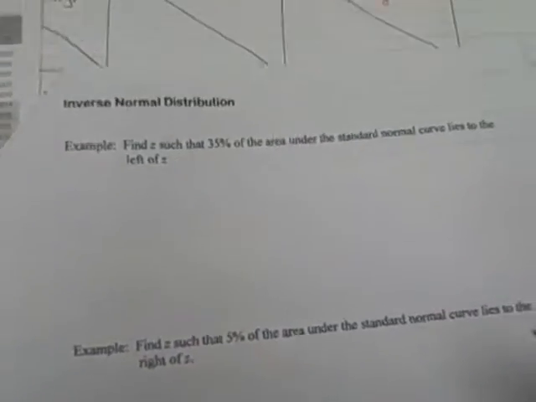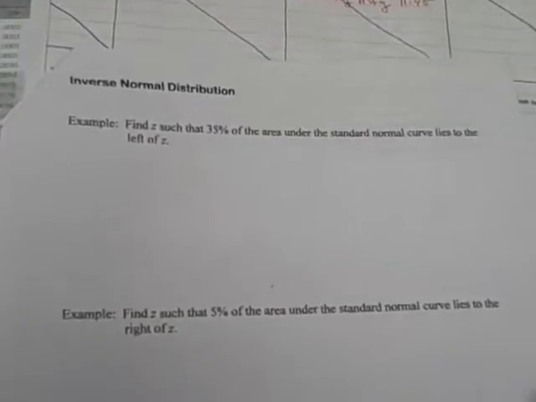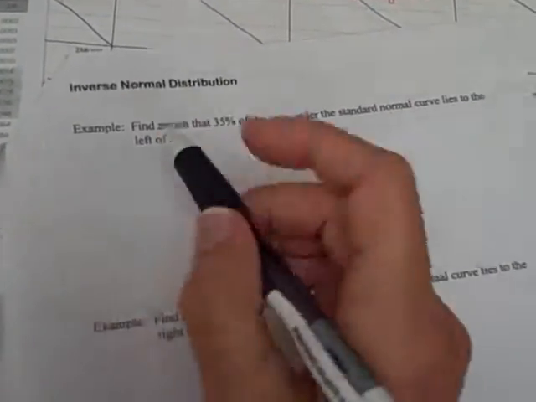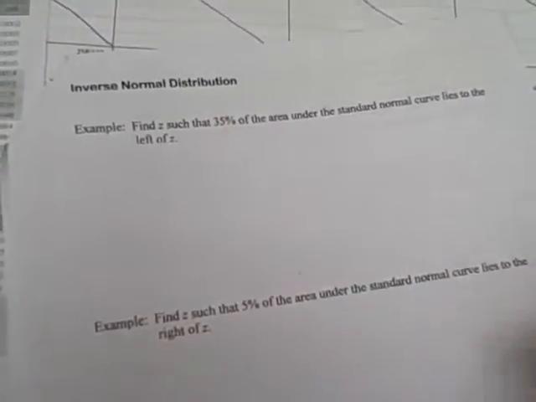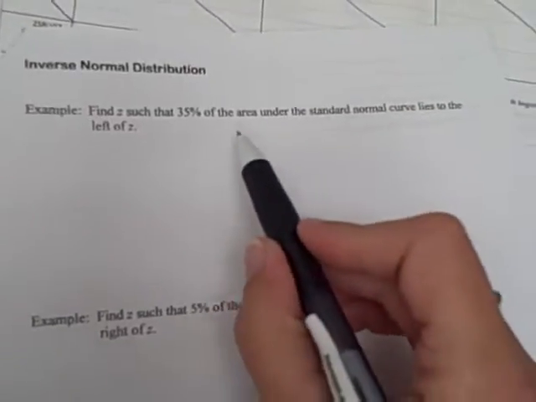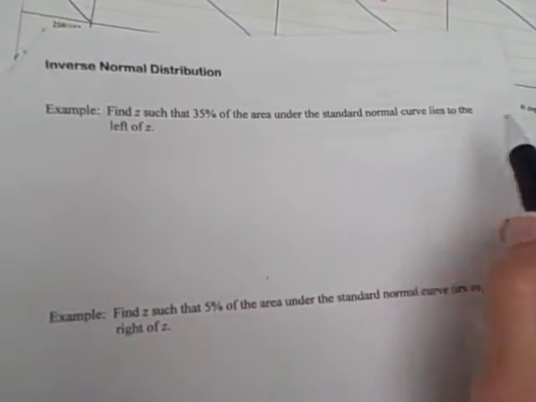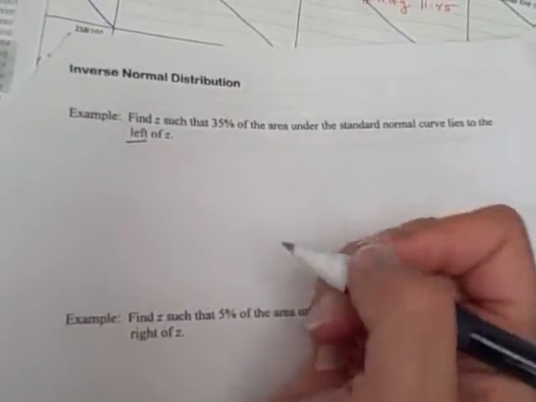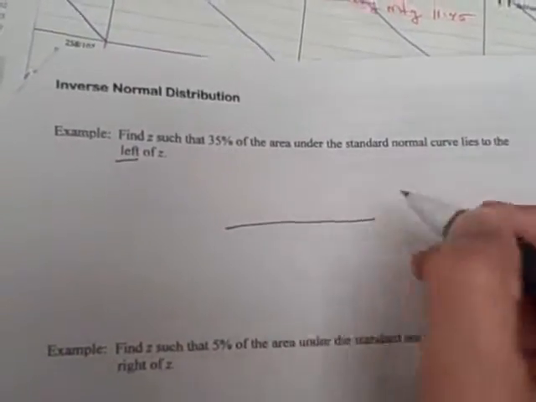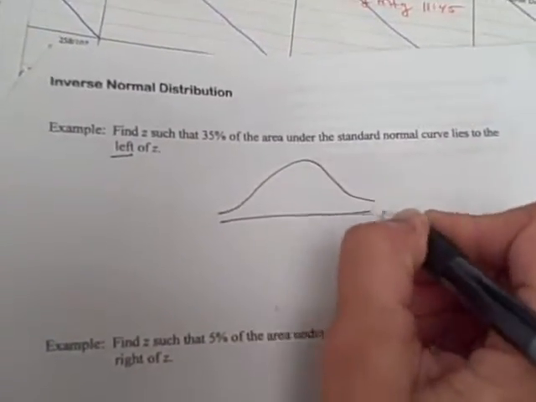Okay, inverse. All right, inverse normal distribution. We're going to use our table a little bit backwards. Now we don't know z. We're going to find z such that 35% of the area under the standard normal curve lies to the left of z. So basically, I've got some value.